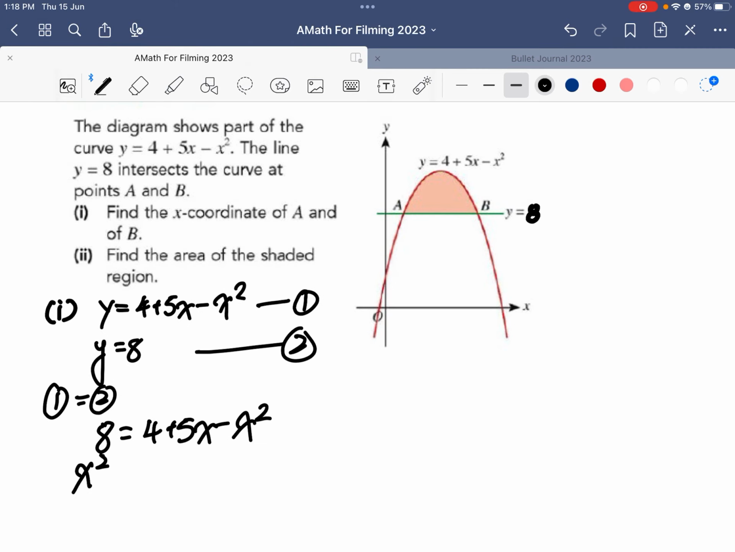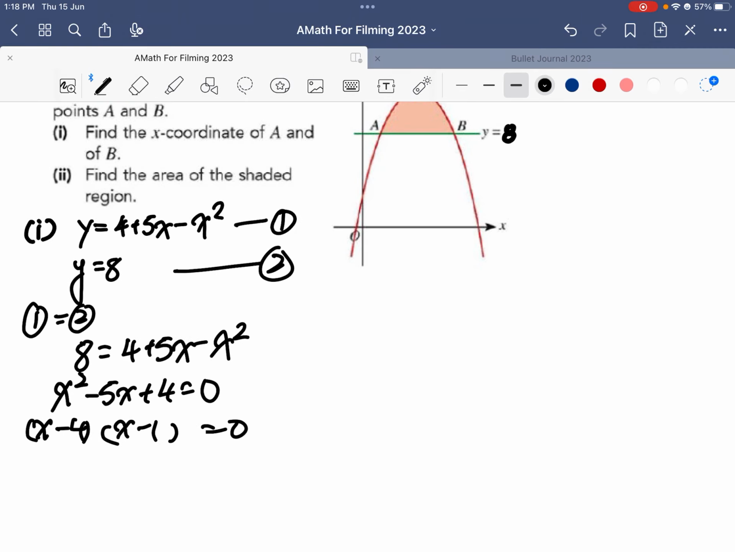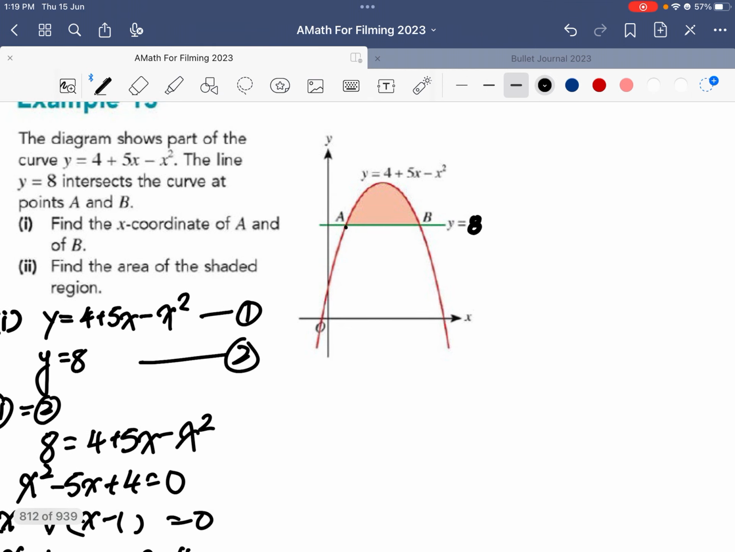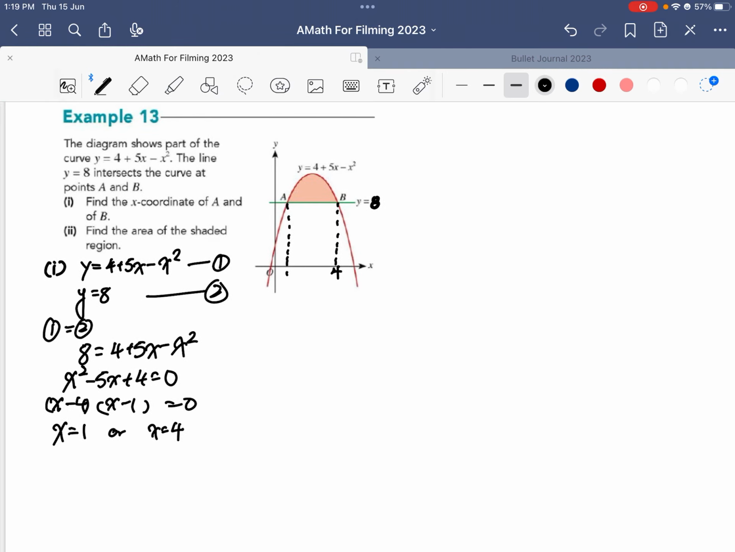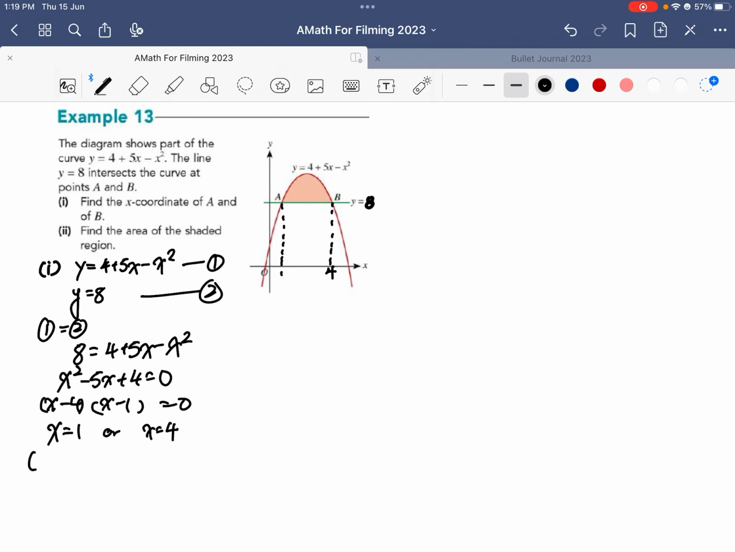Then once we simplify, we get x squared minus 5x plus 4 equals 0. Simple factorization should yield -4, -1. So x equals 1 or x equals 4. On the diagram itself, this is 1 and this is 4. So x equals 1 is the x-coordinate of A, and x equals 4 is the x-coordinate of B.